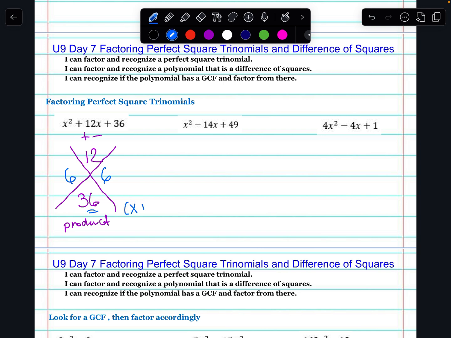So the factors of this polynomial will be x plus 6 and x plus 6. On the next one, I just thought I'd do the box so you could see it.